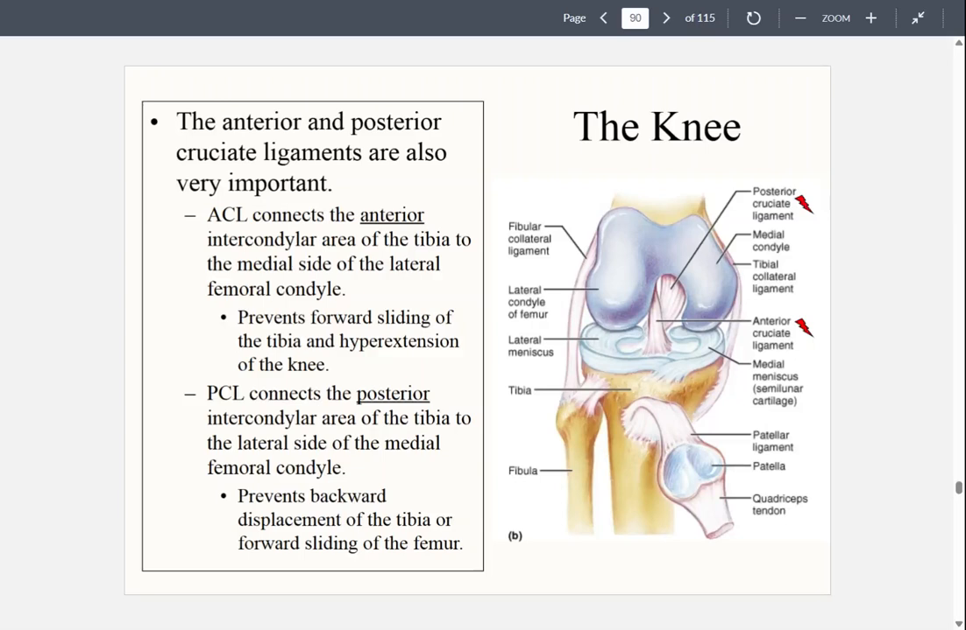Now the PCL is going to run from the posterior intercondyle area of the tibia to the lateral side of the medial femoral condyle. So the inner portion of the femur, but the outer edge of that. And that is going to work to prevent backward displacement of the tibia and prevent forward sliding of the femur. So both of these ligaments are really trying to make sure the femur and the tibia aren't moving too far forward or too far back from each other.